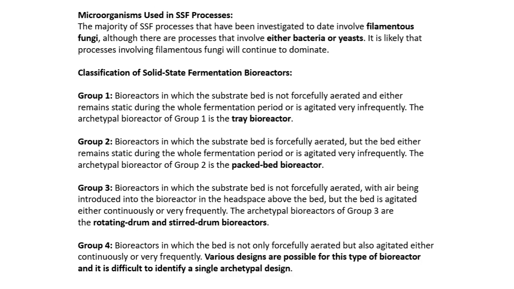We can classify solid state fermentation bioreactors. The first one: the bioreactors in which the substrate bed is not forcefully aerated and either remains static during the whole fermentation period, or is agitated very infrequently. This type is called group 1, that is the tray bioreactor. The first one is the tray bioreactor. It is nothing but a tray, simply.